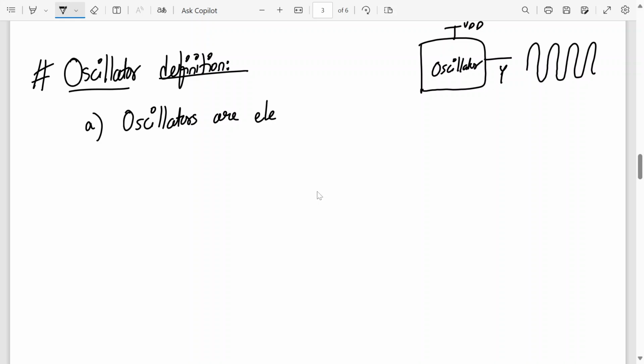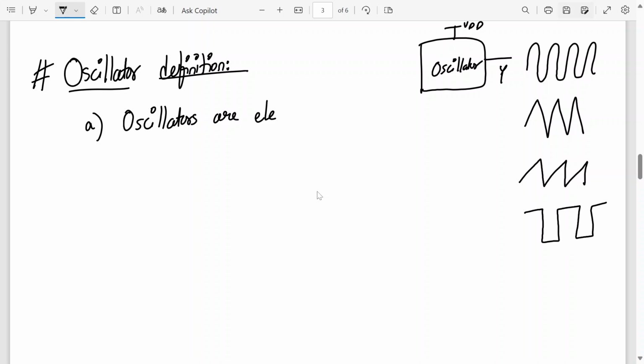periodic signal. It may not always be sinusoidal; it can be a triangular waveform also, it can be a sawtooth waveform also, it can be a square waveform also. So an oscillator can produce any of these wave shapes with adjustable amplitude as well as frequency.